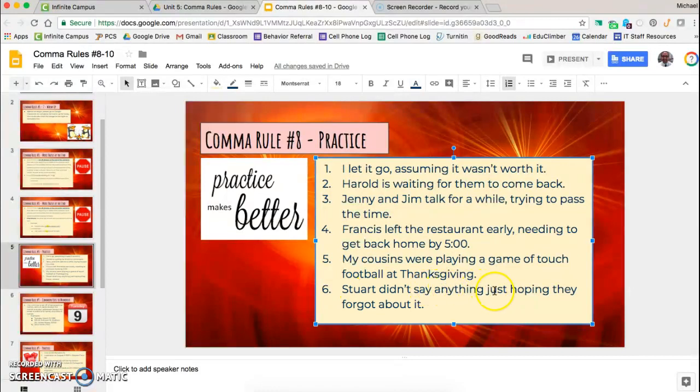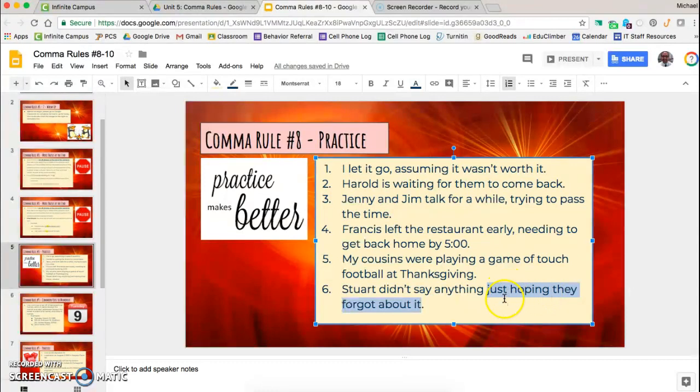Stuart didn't say anything, just hoping they forgot about it. This one is meant to be a trick. So if I tried to move it, I'd say hoping they forgot about it, Stuart didn't say anything just, which doesn't sound right. But the issue here isn't that this one is bound to this part of the sentence. It's that we have this adverb that goes with the word hoping.